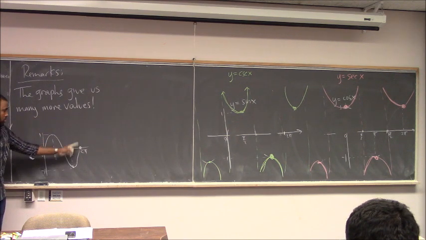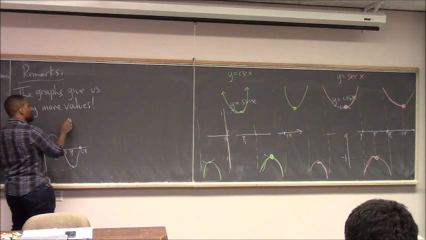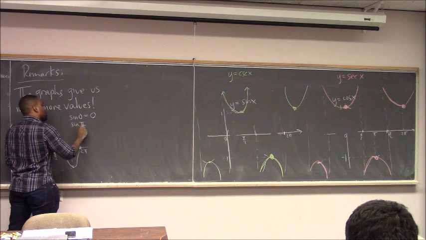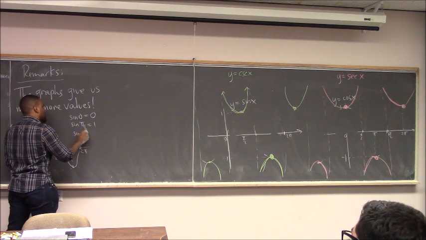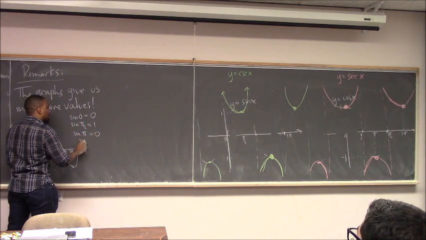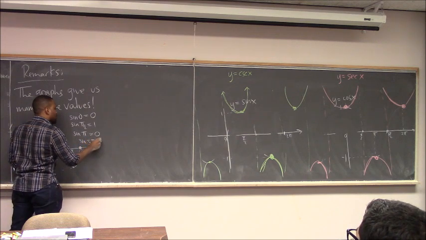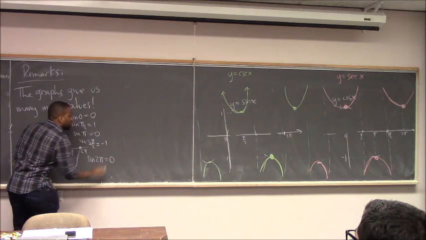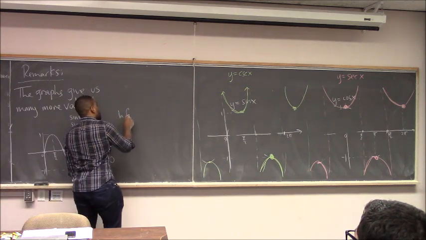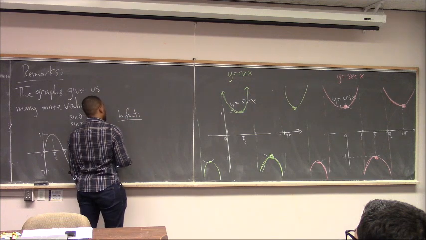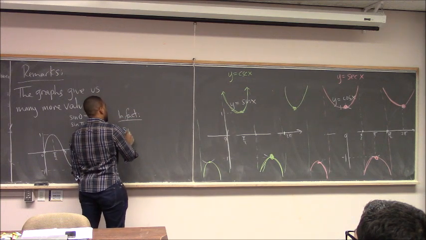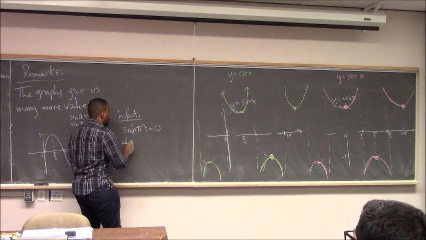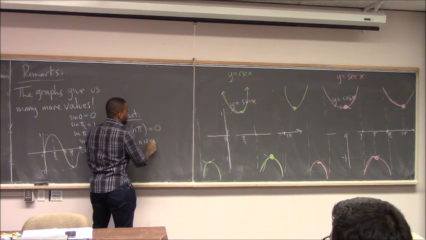So you automatically now know 5 additional values. Immediately we now know that the sine of 0 is 0. The sine of pi over 2 is 1. The sine of pi is 0. The sine of 3 pi over 2 is -1. And the sine of 2 pi is 0. In fact, we also know from the graphs that sine of n pi is 0, where n is any integer.